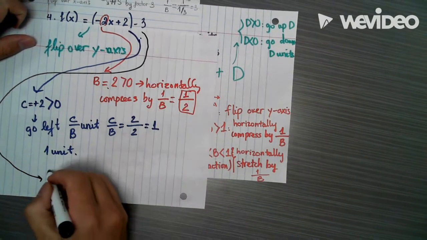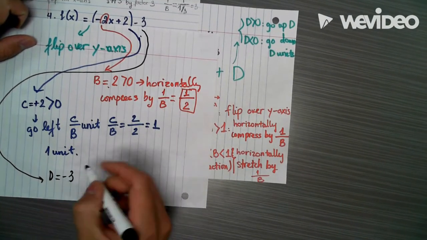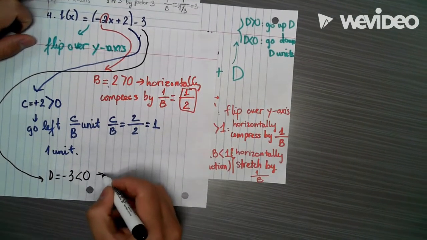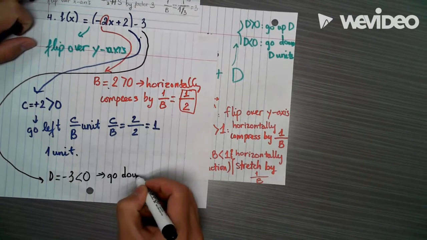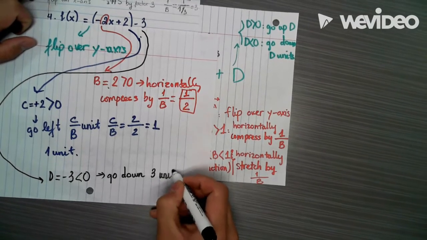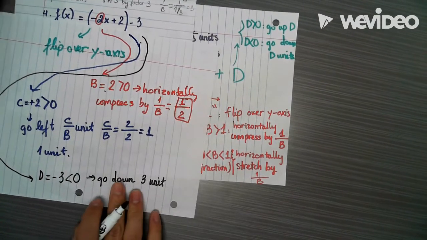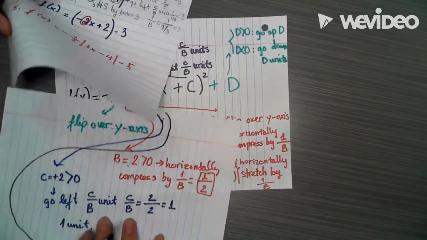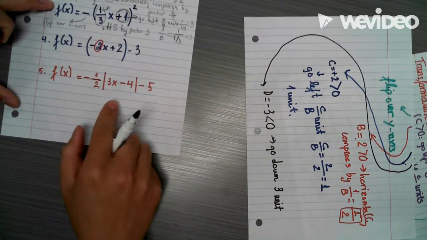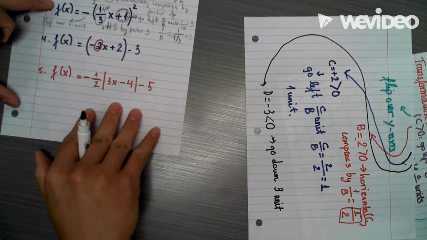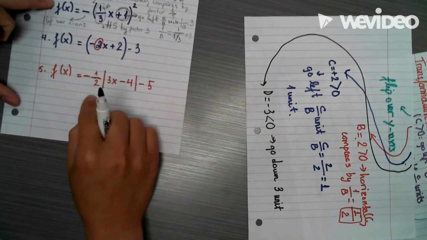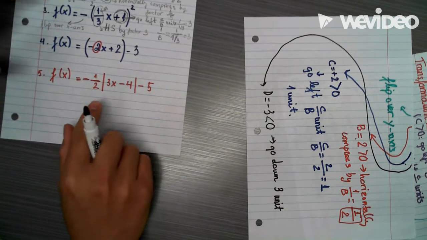So D is negative 3, and D is negative 3, which is less than 0, right? So we just say it goes down D unit. My D is negative 3, so just say 3 units. And we are done. So now the last one is an absolute value function. We're gonna do exactly the same thing, inside and outside. This one is inside, this one is outside. Okay, just practice this one by yourself.